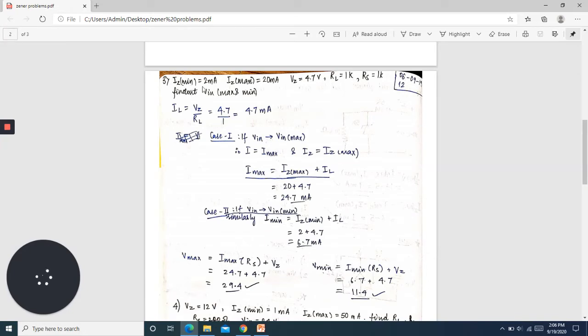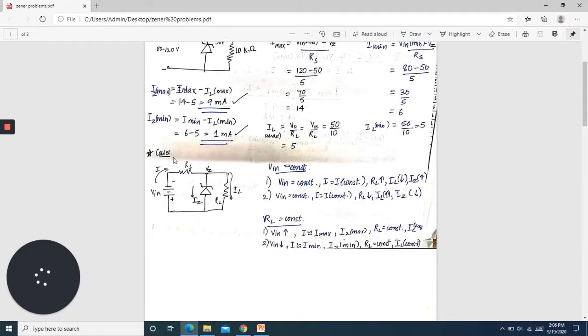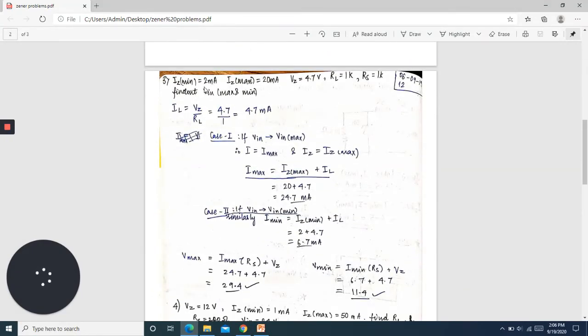So this is the second problem. IZ minimum is 2 milliampere and IZ maximum is 20 milliampere. We follow the same circuit again. Now VZ equals 4.7 volts, so VO can be easily found. It will also be equal to 4.7 volt. RL is 1K.